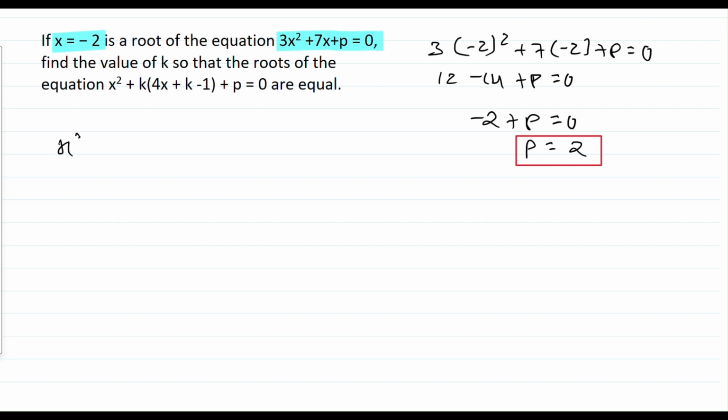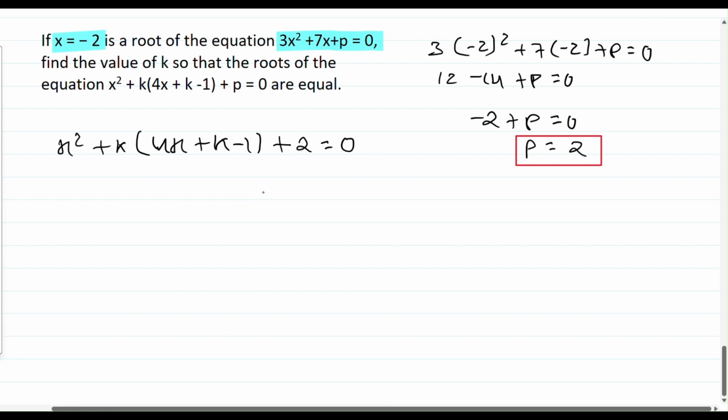So replacing this, we have x square plus k times (4x plus k minus 1) plus p. And what is p? P we got as 2. This p is replaced with this. Now the roots of this are equal, but before we find the root, you can see this is not in the standard form. So let's first convert it to the standard form. We are opening the bracket, distributing k inside. So this is 4k times x plus k multiplied by k is k square. K multiplied by -1 is minus k, plus 2 equals 0.